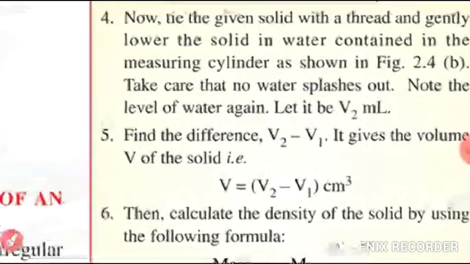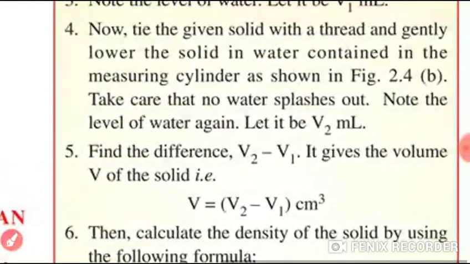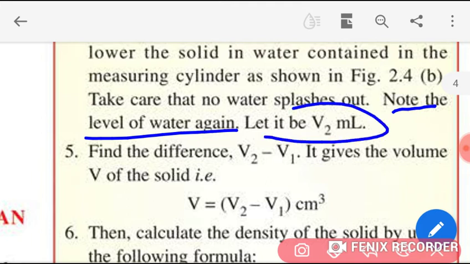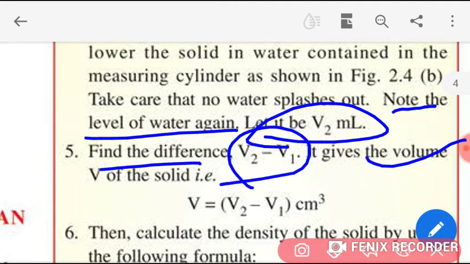You have to take one solid, any stone or anything like that, and tie it with thread, and put it inside the container. Okay. Note the level of the water again now. Let it be V2 ml. Now you have to take out the difference, means V2 minus V1. That will give you the volume V of the solid.